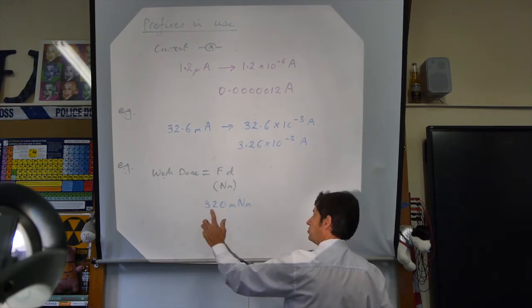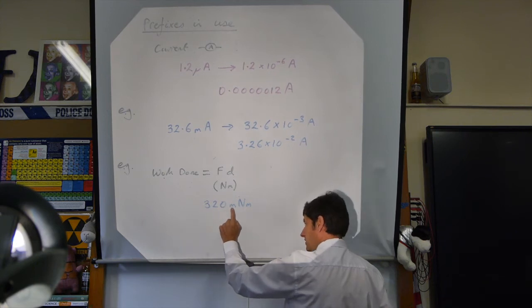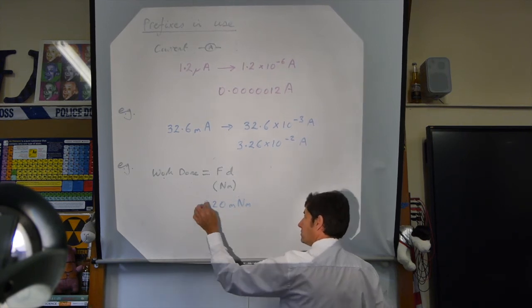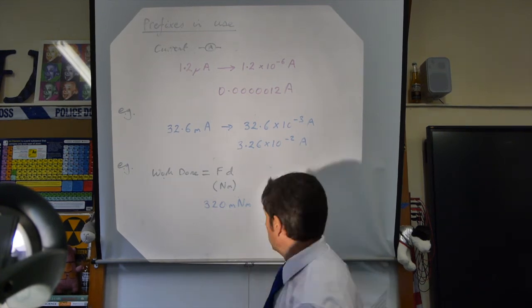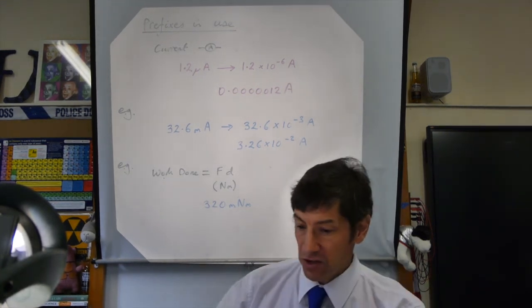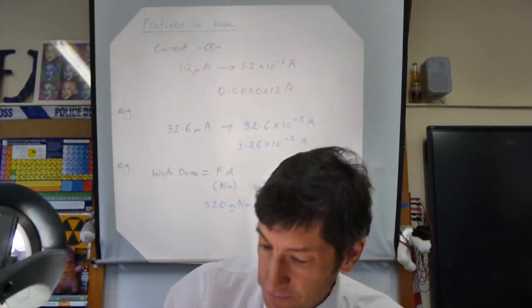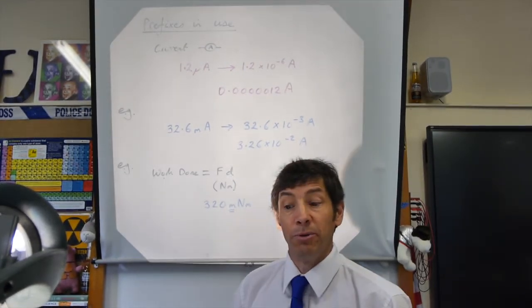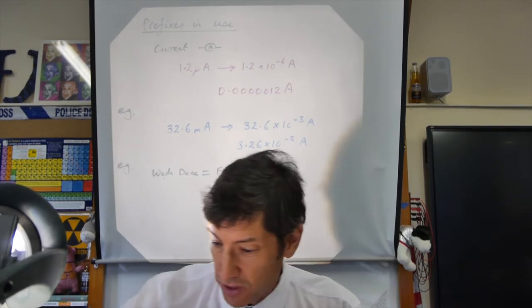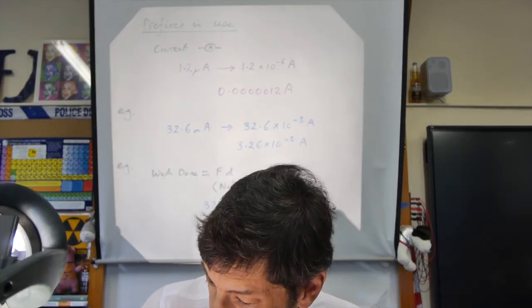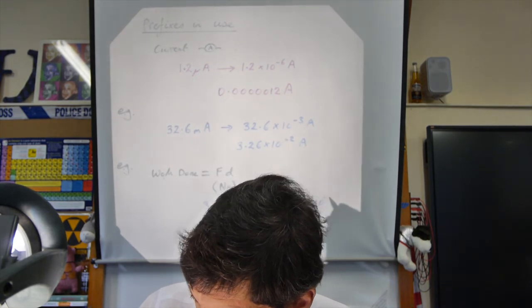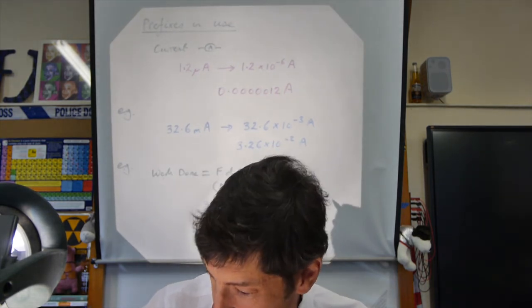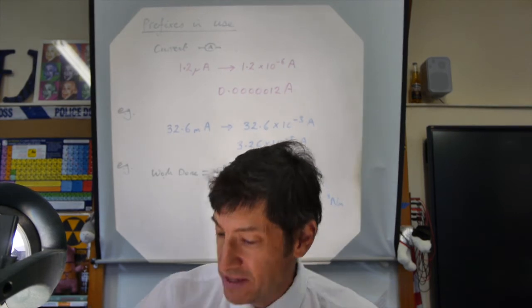320 thousandths of a Newton meter, or 0.320 Newton meters. That's horrible, isn't it? So spot the prefix there, and what are you going to put into your calculator? You knew I was going to ask this. You're going to put into your calculator 320 milli, there it is, Newton meters.